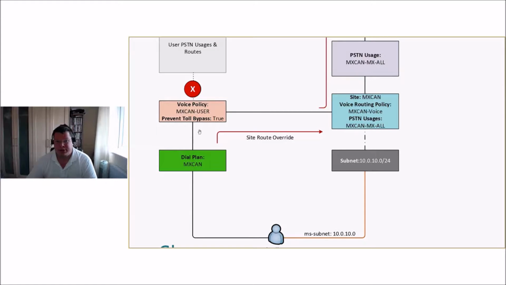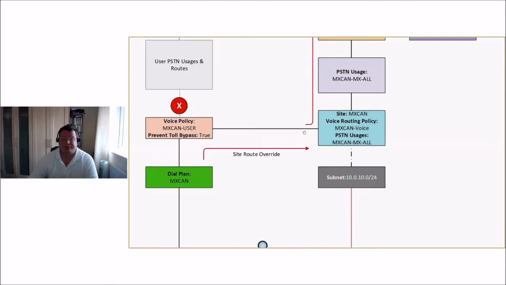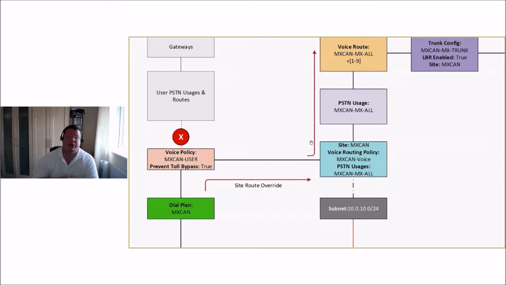Location-based routing doesn't automatically mean that you will be prevented from toll bypass. Toll bypass is something that we'll come on to in a moment, and you can enable location-based routing without enforcing toll bypass. So why would you want to allow location-based routing but not enforce toll bypass?